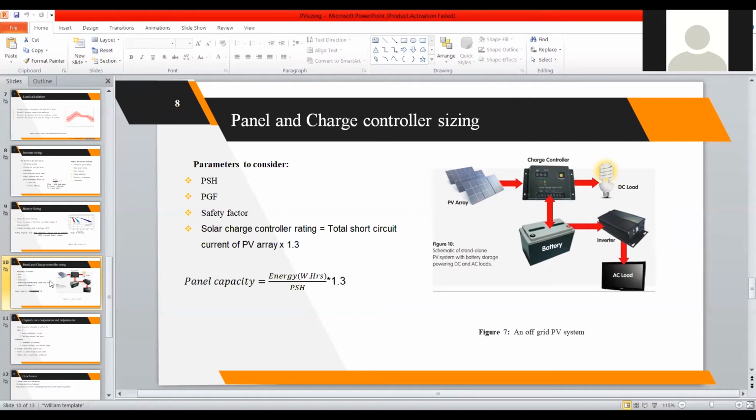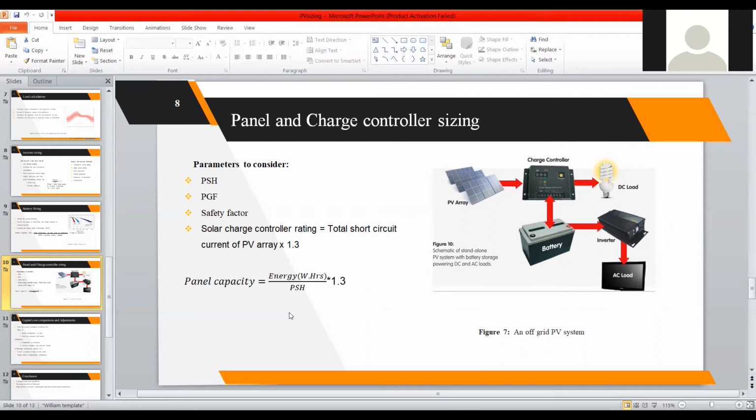And so basically, to find the panel capacity, or rather the power that we need from the panels, we just have to divide the total energy that we initially calculated by the peak sunshine hours, and then multiply by the safety factor of 1.3. This factor is subject to research, but this 30% mostly works for the designs. In Zambia, I think the peak sunshine hours are within 5 to 6, so you want to use that figure when you're doing your design.